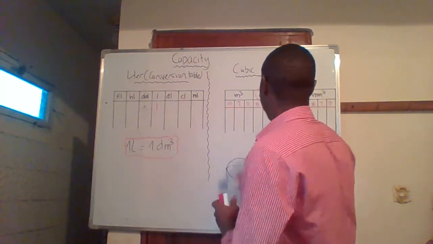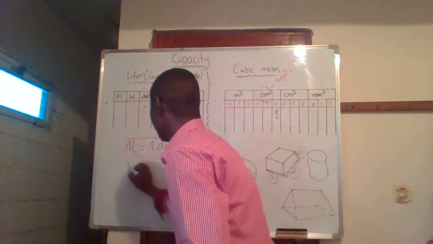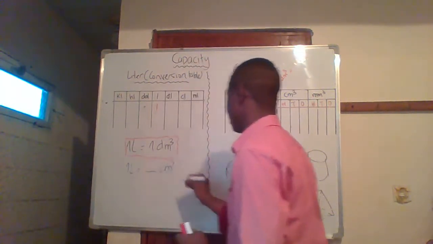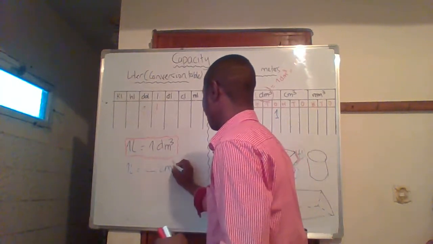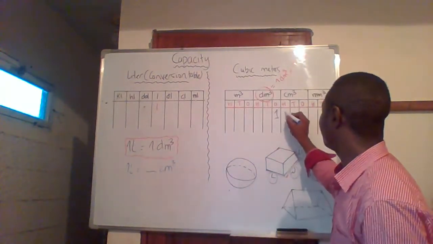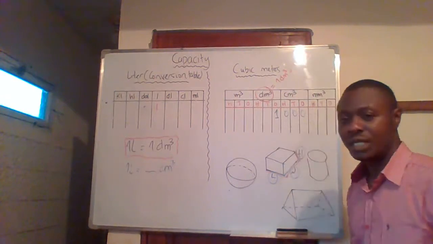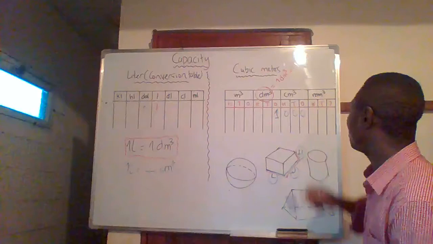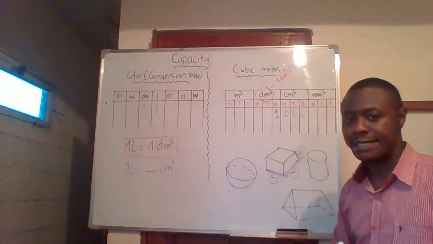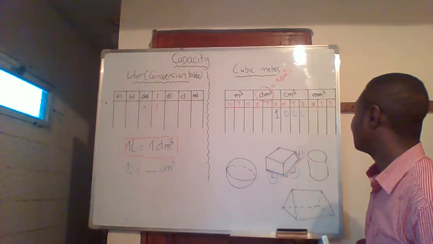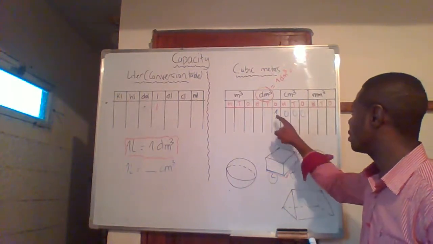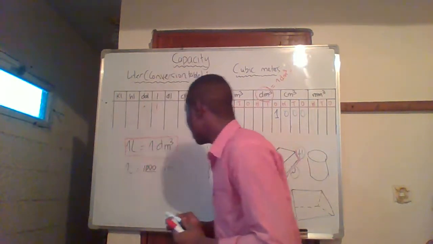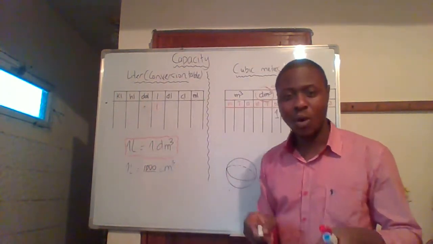So what is 1 liter? What is 1 liter in cubic centimeters? All you need to do here is fill in these columns with 0, because each column has the ones, the tens, and the hundreds. And hence you need to fill until you get to the ones. So it's 1,000 cubic centimeters. This is 1 liter.